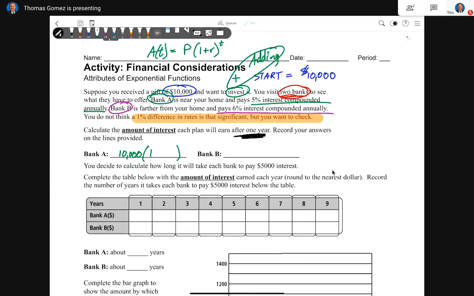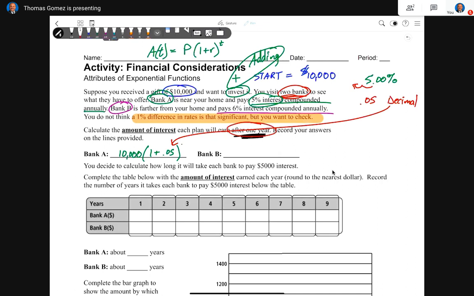So the interest rate that Bank A has to offer is 5% interest. Again, 5% as a decimal, you'd move the decimal over. When you move the decimal over 2 times to the left, you get rid of that percent sign. Okay, so it'd be 0.05 in decimal form. So that's what we're going to put over here in our equation. Okay, and we want to know after 1 year.